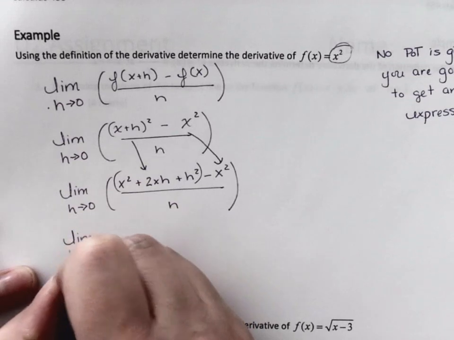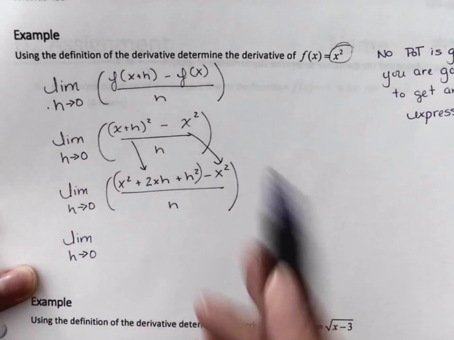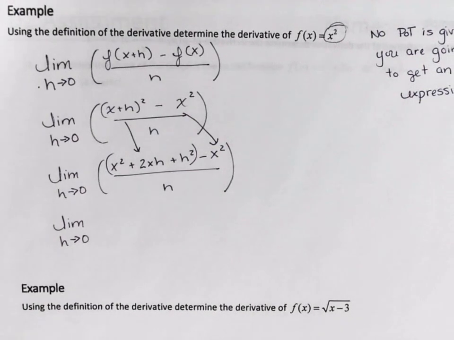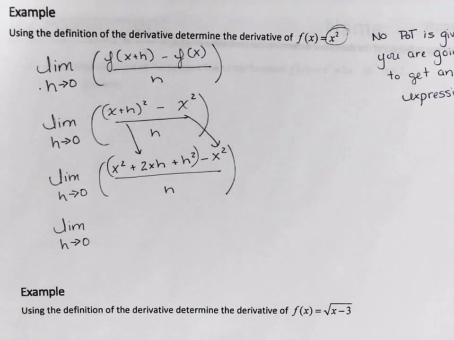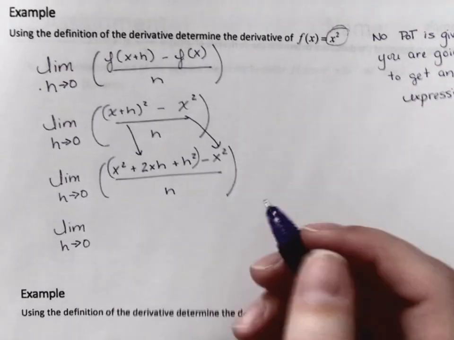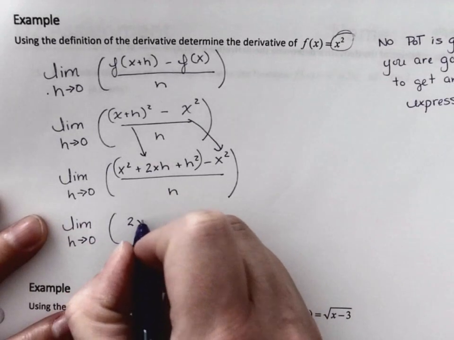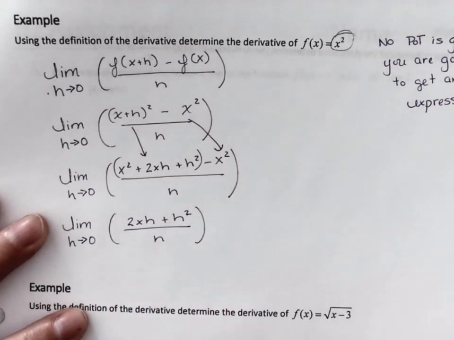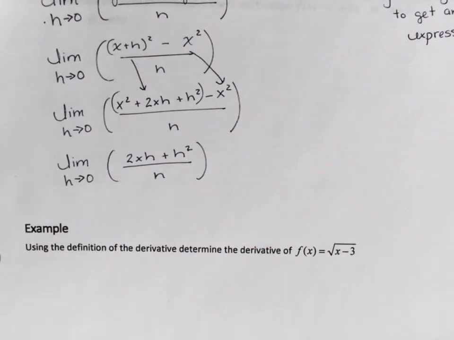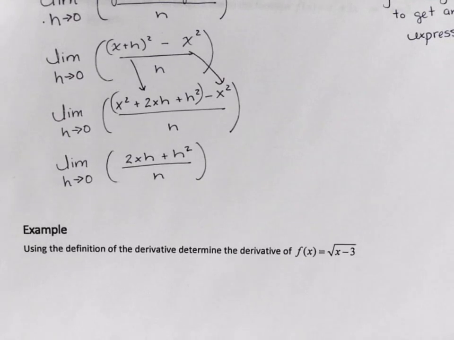And we are going to combine any like terms that we have, which happen to be the x squareds on this one. Am I going too fast? Do you guys need a second to get caught up with the writing? Okay, so this is going to leave me with 2xh plus h squared over h, because the x squareds will cancel each other out. Again, if I did direct substitution at this point, what would happen?